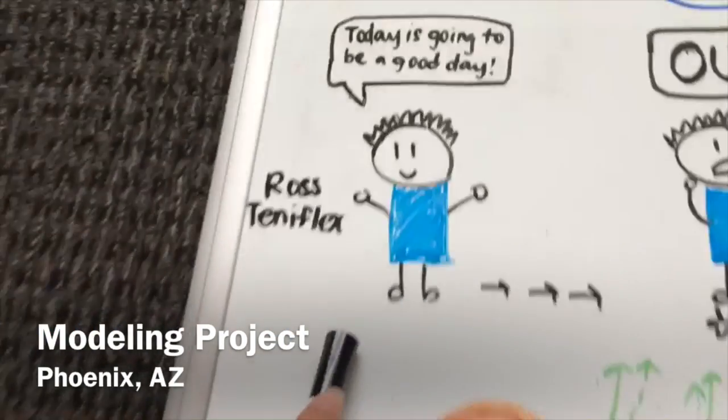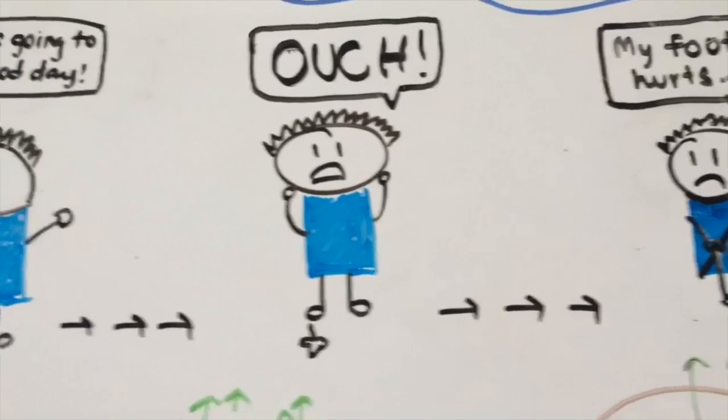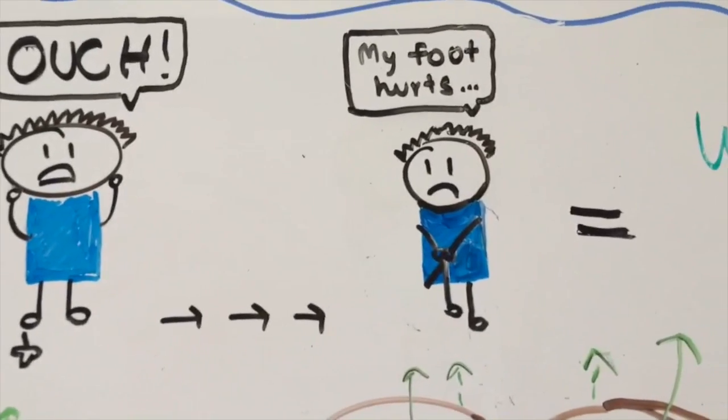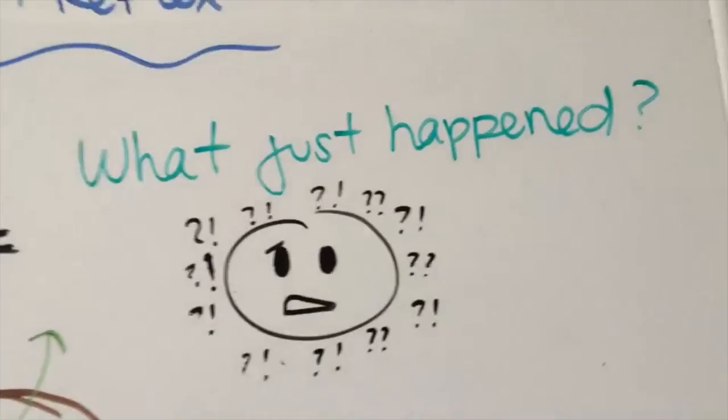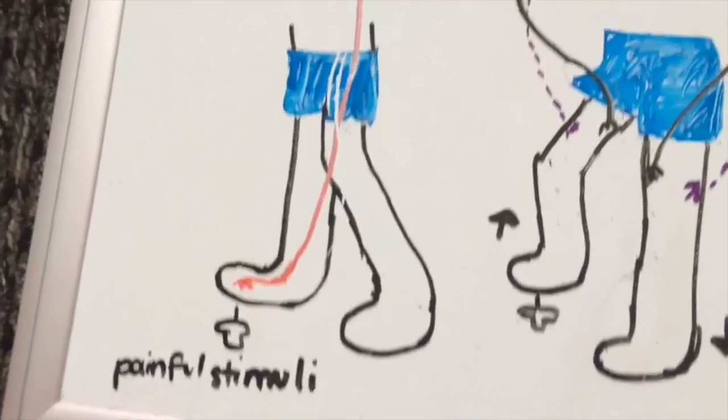This is Ross Tiniflex and he was planning to have a good day until, ouch, he steps on a thumbtack, which causes him to instinctively grab his leg due to the pain that was caused from him stepping on a thumbtack. What just happened? Well, in that exact moment, cross-extension reflex happened.